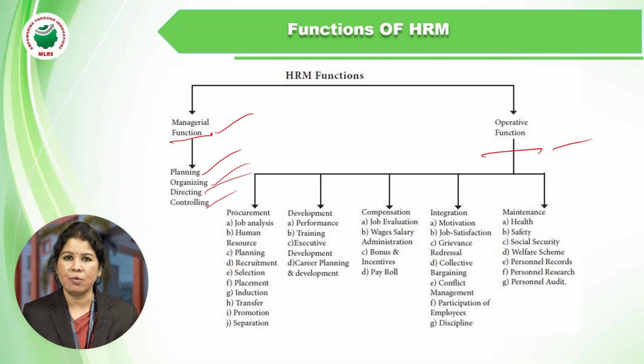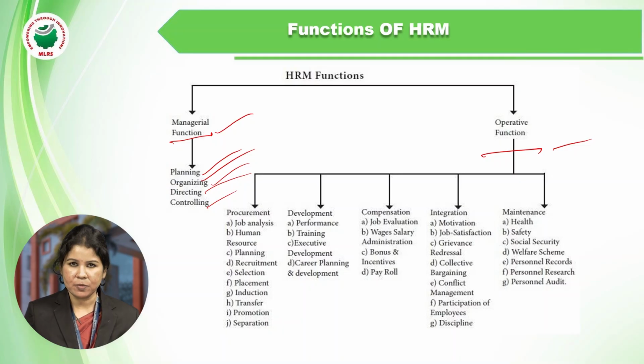Okay, he needs to have control over the resources. Even the HR manager has to plan. If 100 people come for recruitment and selection, we can't directly take all 100 people into the organization. Whatever requirement we have, based on the vacancies, we take the people accordingly. So we plan that, and we organize.